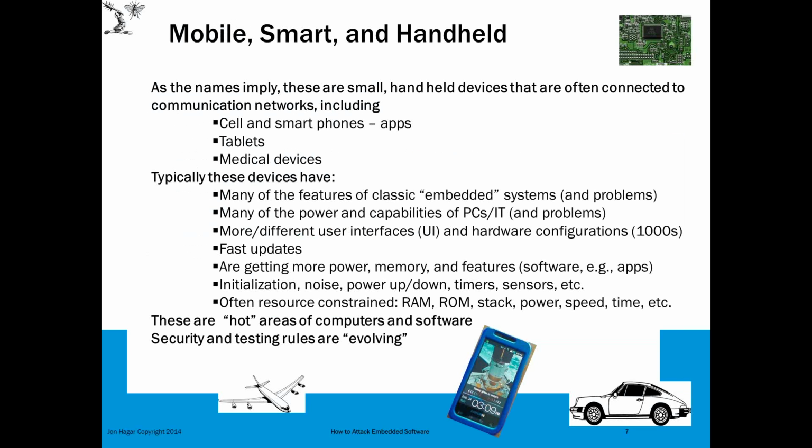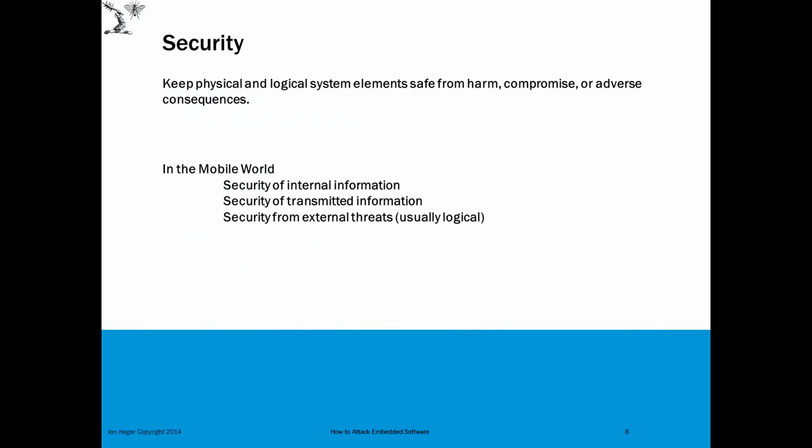Hence why I'm talking about it a little bit: I think everybody has to understand that some of these mobile devices are a little bit new and different. Definition of security here. For me, it's keeping the physical and logical parts of the system safe from harm, compromise, and adverse consequences. In general, that can include the internal information of the device, things like we want it encrypted, we want passwords on that. I think we're all pretty much familiar with those kinds of things coming out of the PC and IT world, and now see the same kinds of registration features on our smartphone.